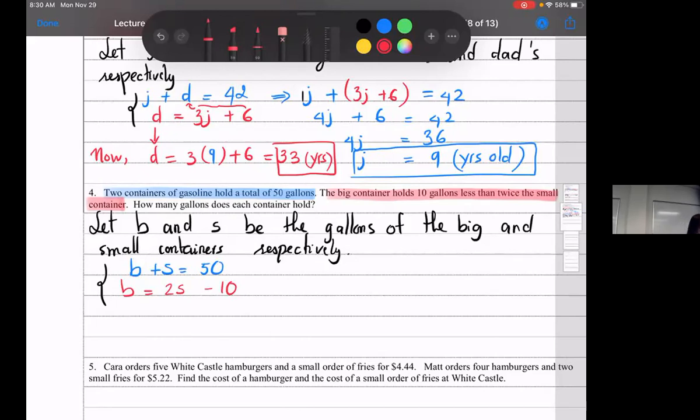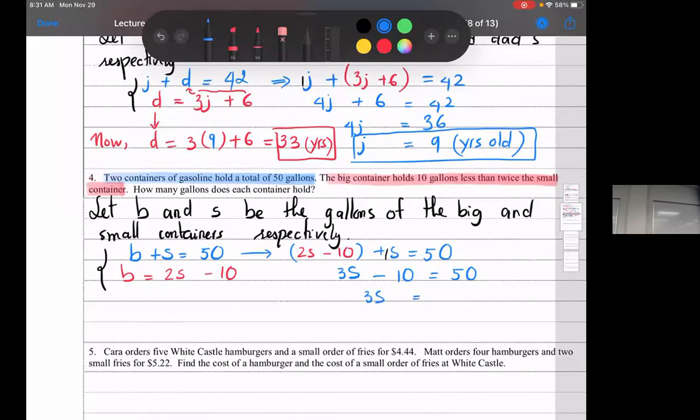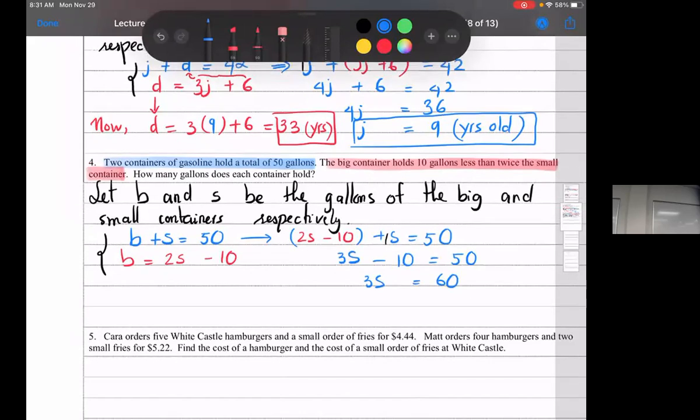Close. I'll do it real quick. You use substitution, right? So instead of B, it's going to be 2S minus 10 plus S equals 50. 2S plus 1S right here is 3S. Minus 10 equals 50. Add 10, so 3S equals 60. Divide both sides by 3. The small one equals 20 gallons.